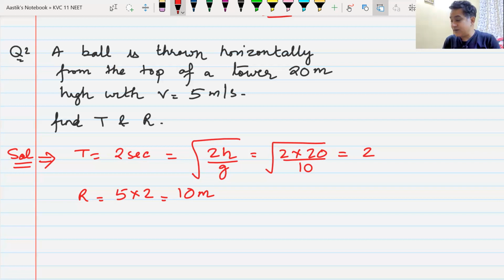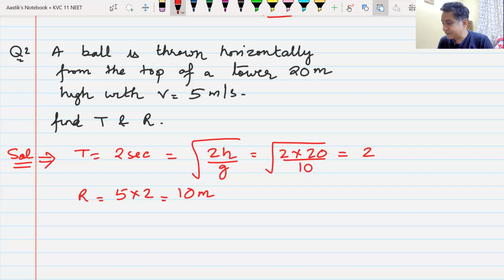So with this, we have come to an end of this chapter as well. Congratulations, your motion in 2D, projectile motion, is finished. The next class we'll move ahead with the next topic, which is relative motion. So see you in the next class on Monday.